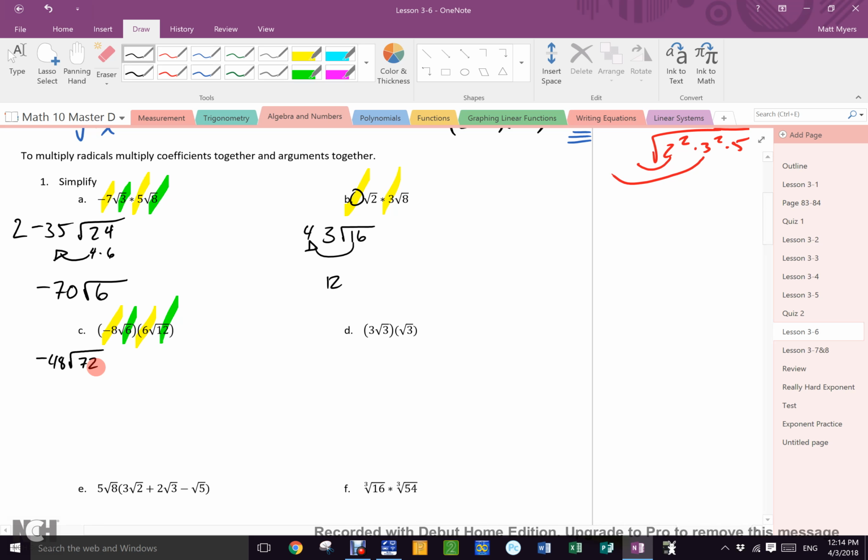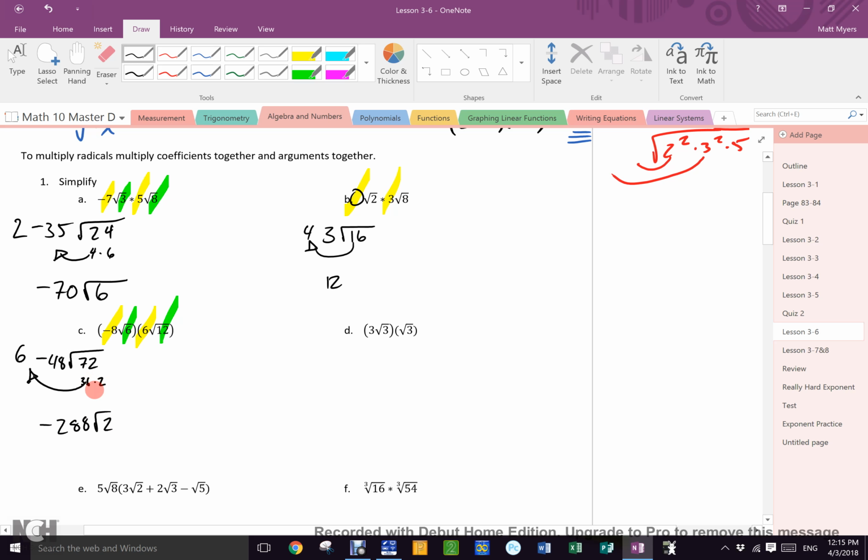72 breaks down, right? I break it down as 36 times 2. 72 divides by 2 to 36, and I stopped at 36. Why did I stop at 36? It's got a square root. What is it? 6. So what comes out here? 6. What do I do with 6 and negative 48? Multiply them to get negative 288 root 2.